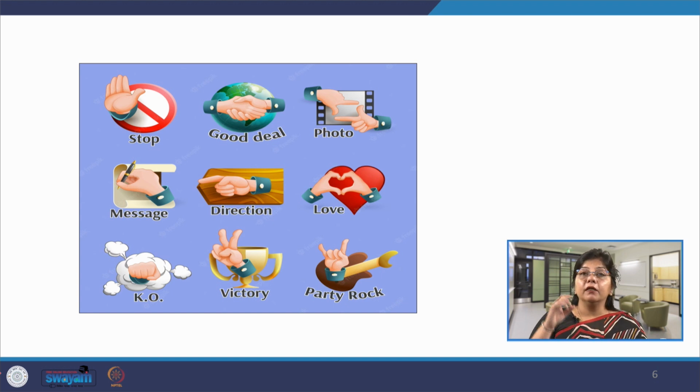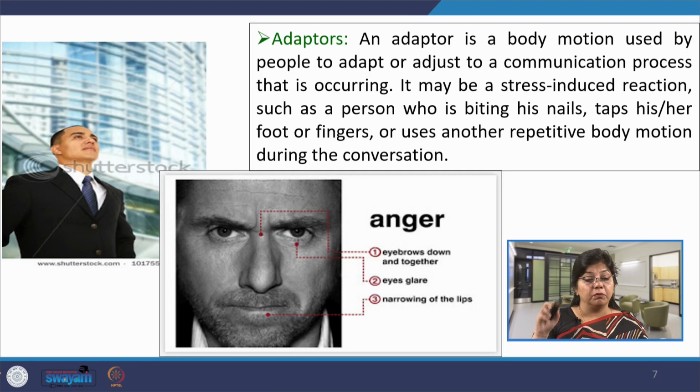We have different signs to display our heart, like victory or party rock. So, there are n number of body movements to understand non-verbal communication. This is the adapter. An adapter is a body motion used by people to adapt or adjust to the communication process that is occurring.